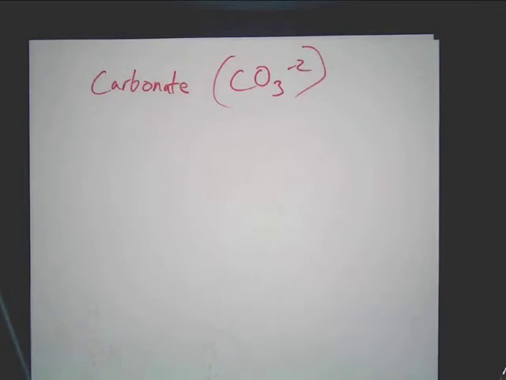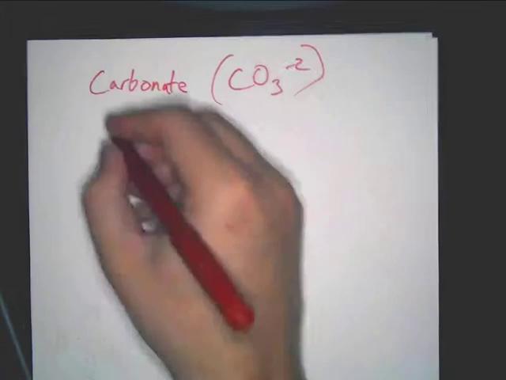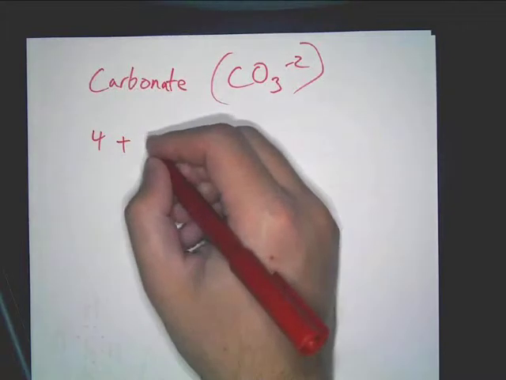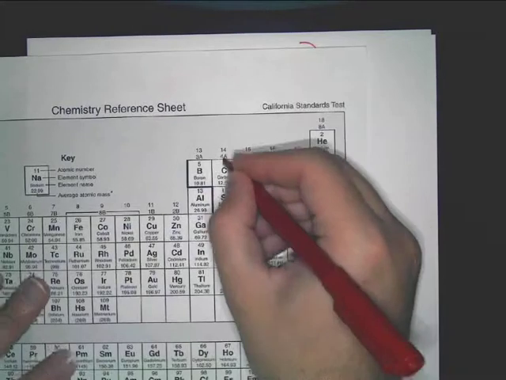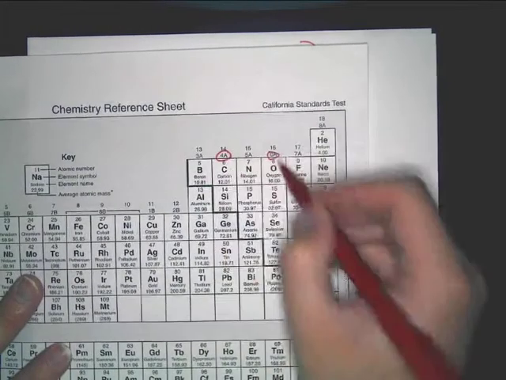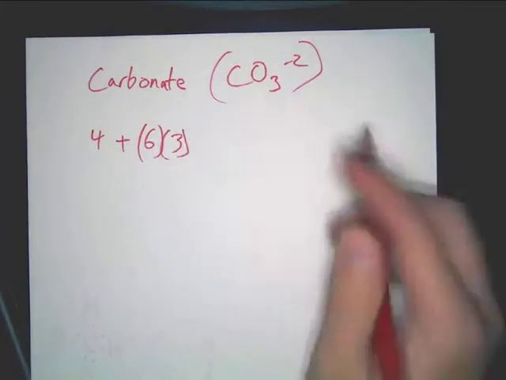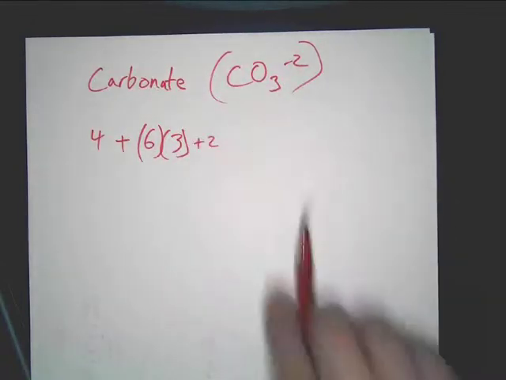Now, if you want to try doing this one, you just look at it and, first thing, how many valence electrons? Carbon's got 4, oxygen has 6, times 3. So remember, you've got 4 for carbon, 6 for oxygen, and you've got 3 oxygens. And last but not least, do not forget the 2-: you're going to add 2 more. Do not forget that.